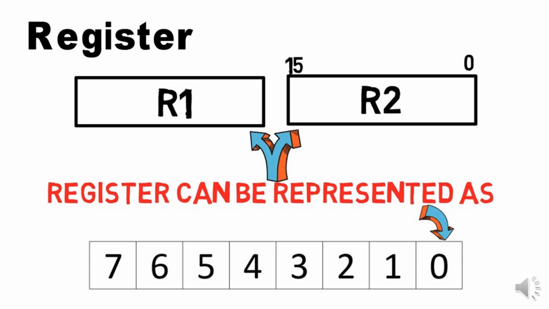As you can see here, it is labeled from 0 to 15, so we can say it is of 16 bit. And a register can also be represented in this form. It starts with 0, ends with 7. So basically this is an 8-bit register.